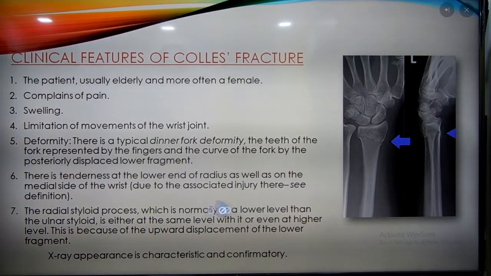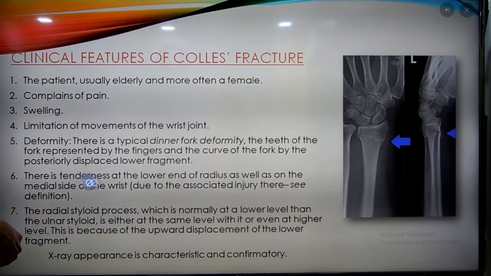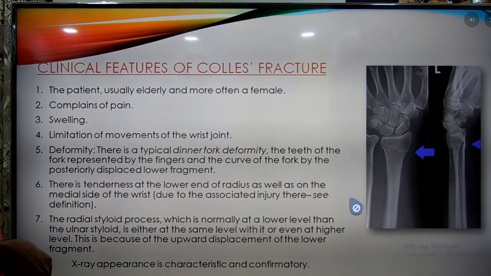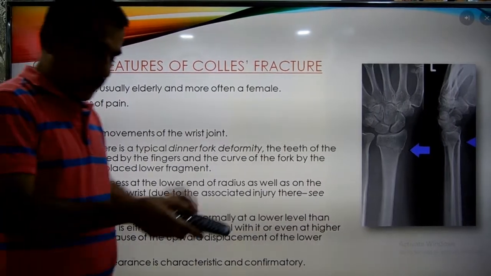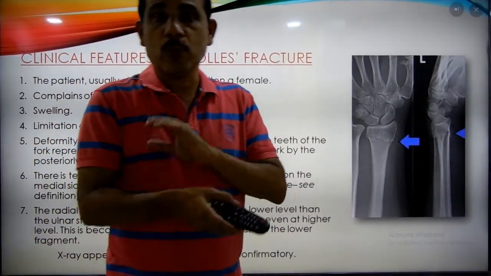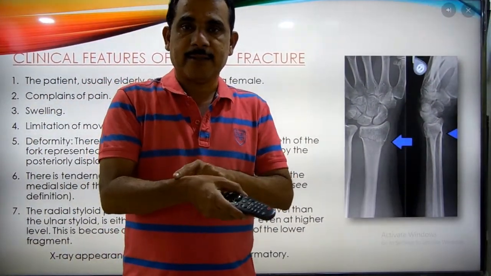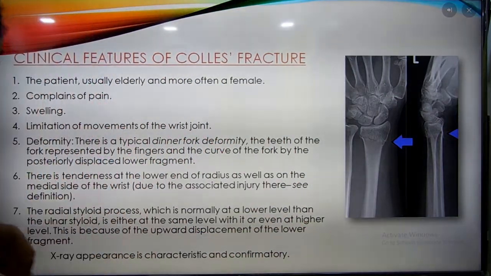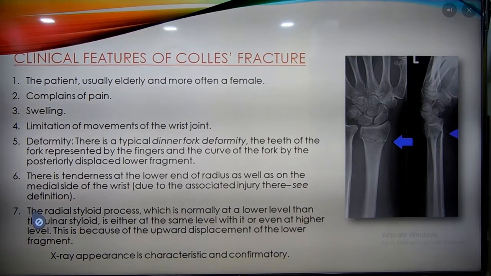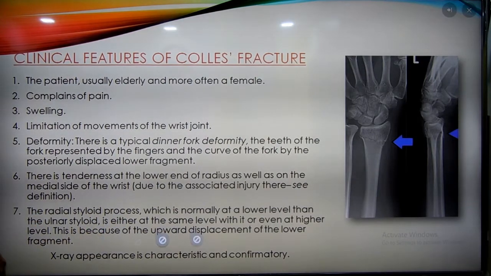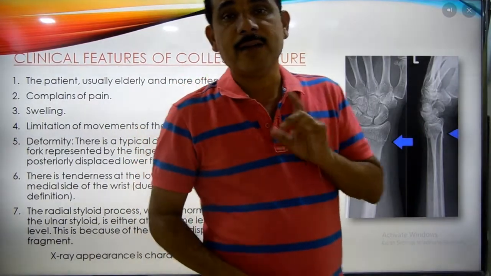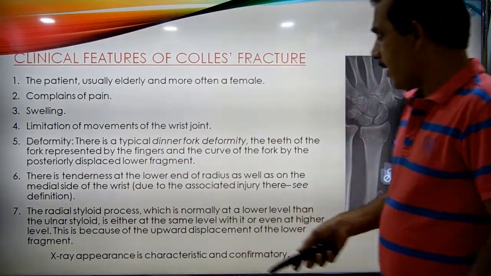Then there is tenderness at the lower end of the radius as well as on the medial side of the wrist, due to the associated injury, isn't it? This tenderness is on the lower part of the radius, as well as around here. And then another characteristic diagnostic point of the Colles fracture is comparing the styloid process of the radius and the ulna.